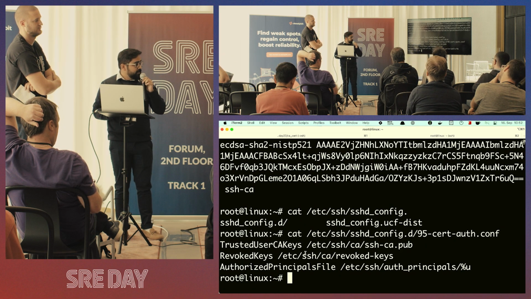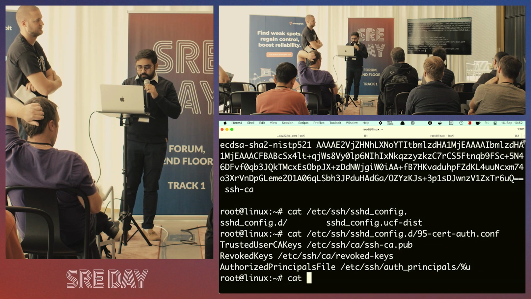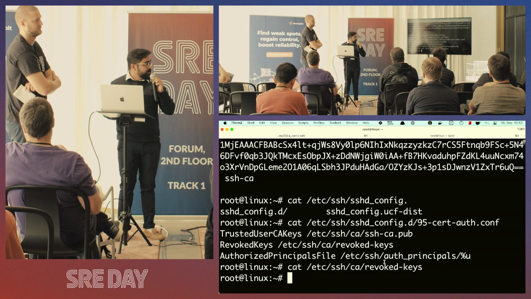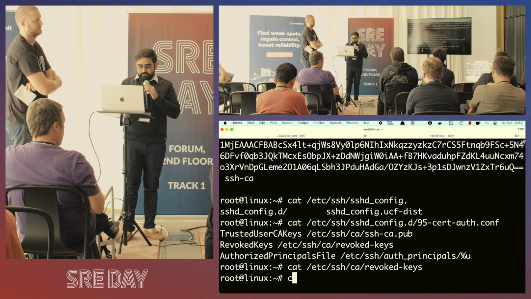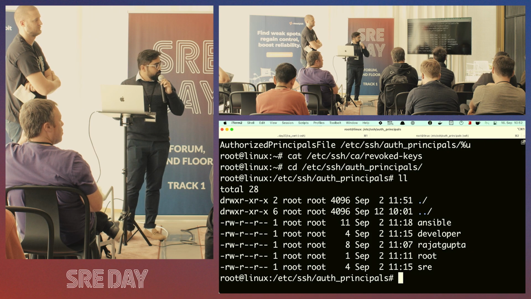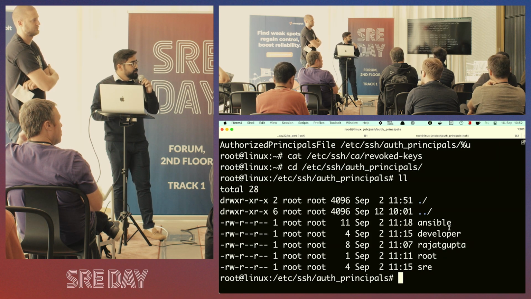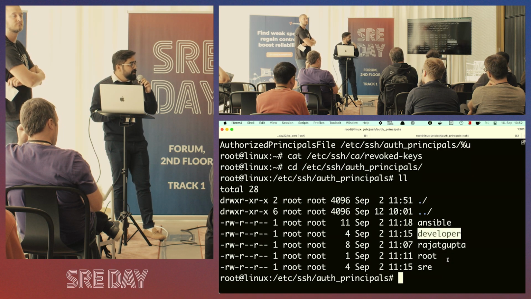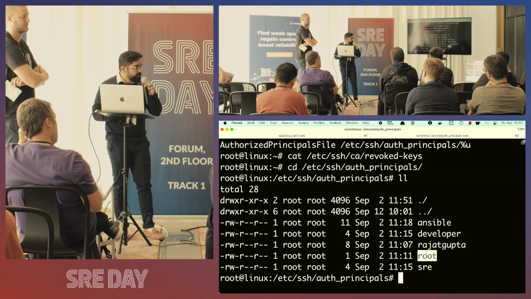Here you can see the revoked keys. If I look at what's inside of them, there is nothing right now. And here are the authorized principals, which is the interesting part. If I look here, you can see there are different users for that machine. One is Ansible, one is for developer, one is me, one is Sari, and one is root.